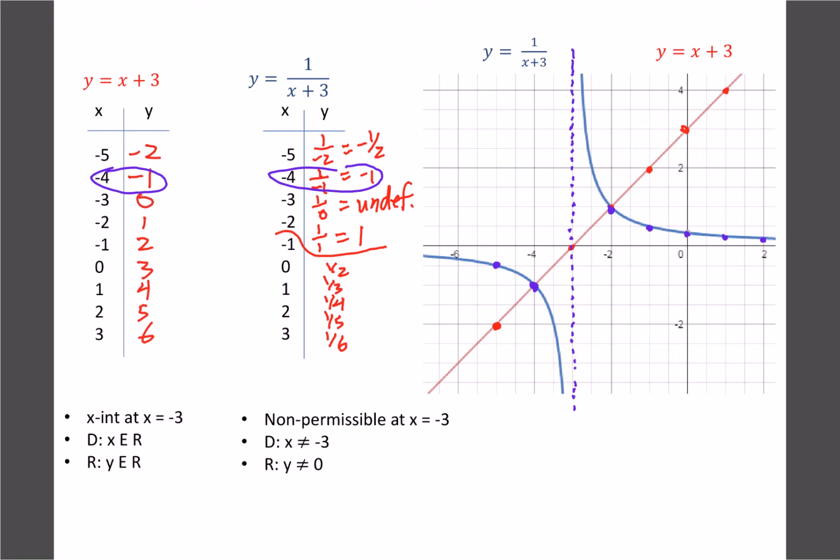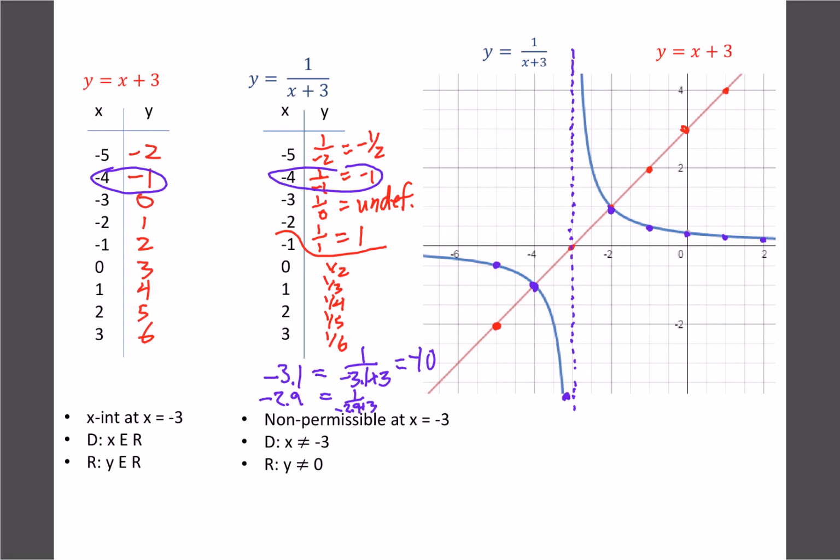We didn't get any near the -3 line, so we could make more up if we want. Let's suppose we wanted to try -3.1. On your calculator, if you type in 1 over -3.1 plus 3, you actually get an answer like negative 10. So at negative 3.1, just beside that dotted line, we're way down here at negative 10, quite a ways down. And we could do the same thing with something like 2.9. That would give us 1 over 2.9 plus 3.